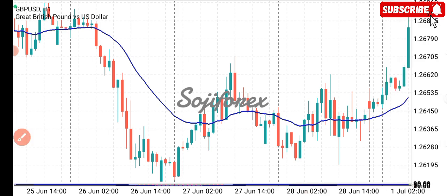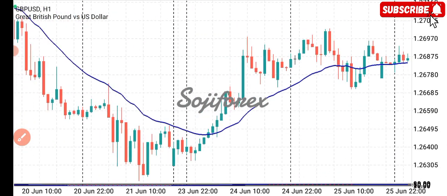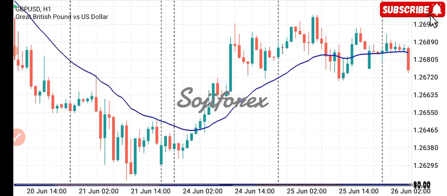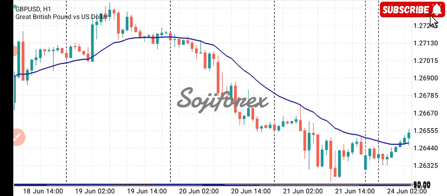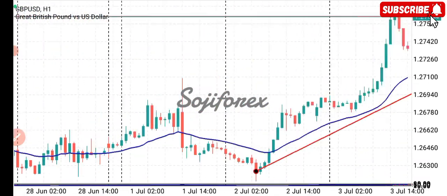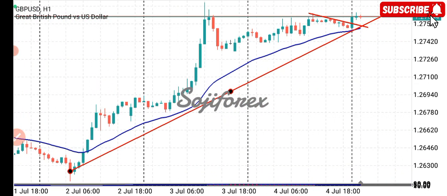So this is how we take our trade, considering the behavior of price around the moving average. You can see how price keep hanging around it. You can take advantage of this and see how your trading experience will change greatly.